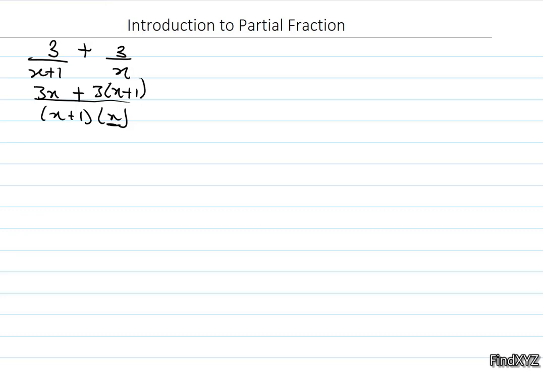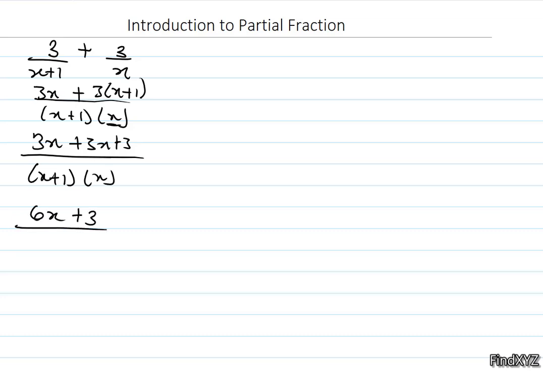Now let's simplify the numerator by expanding. So we have 3 plus 3 times x will give us 3x. 3 times 1 will give us 3. Then we have x plus 1 multiplying x. So 3x plus 3x will give us 6x plus 3 all over x plus 1 times x. So we have successfully combined two different fractions into just one single fraction.